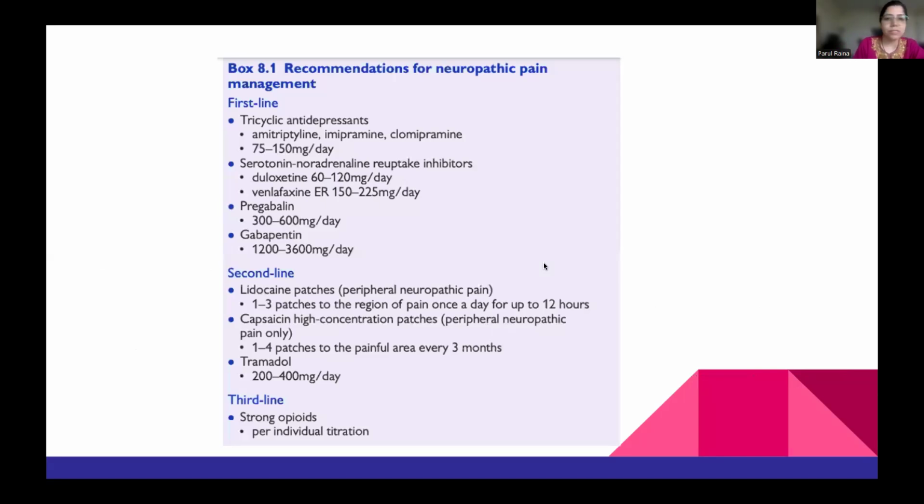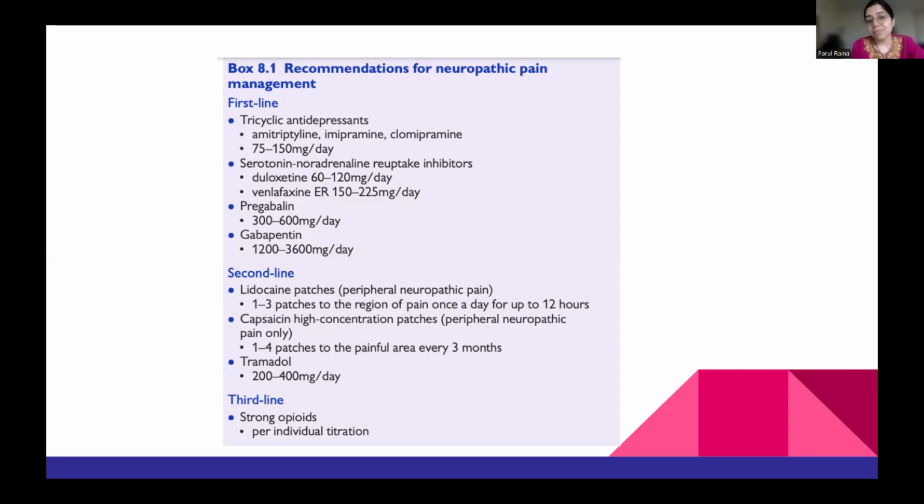These are the recommended drugs for neuropathic pain management. First line is tricyclic antidepressants, SNRIs, and anticonvulsants like pregabalin and gabapentin. As you can see, in the first line there are no NSAIDs, no weak opioids and no strong opioids. These adjuvants are acting as first-line drugs.